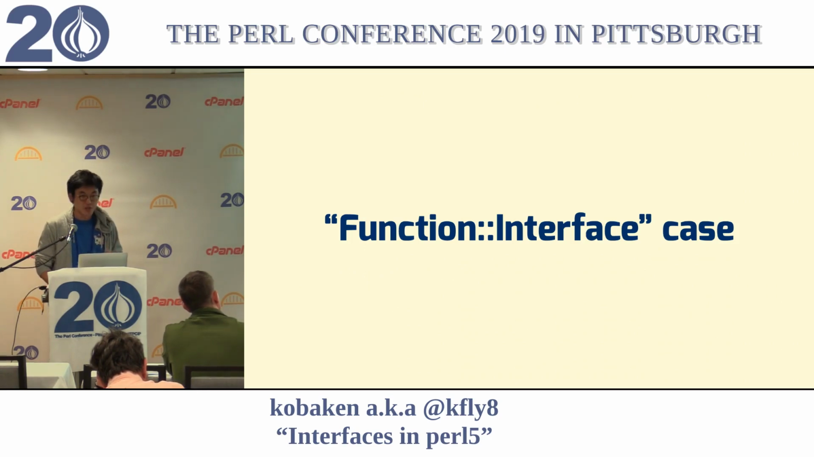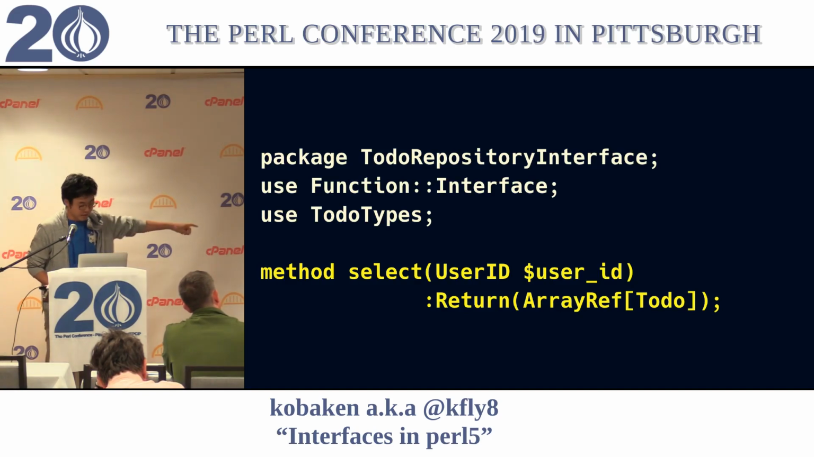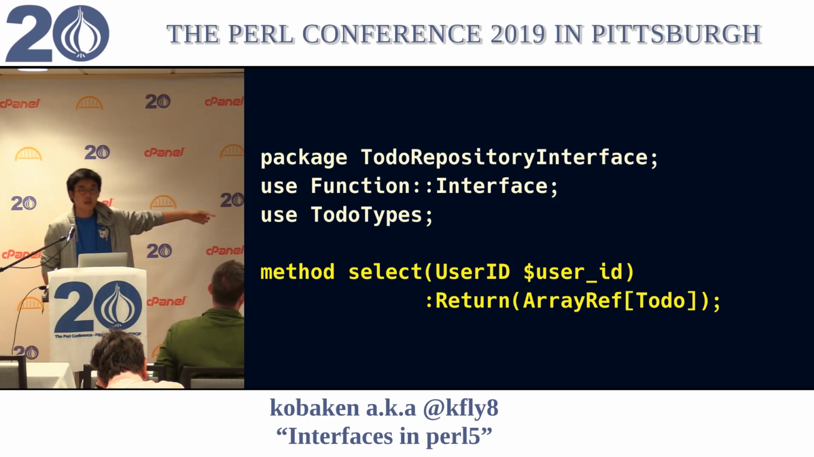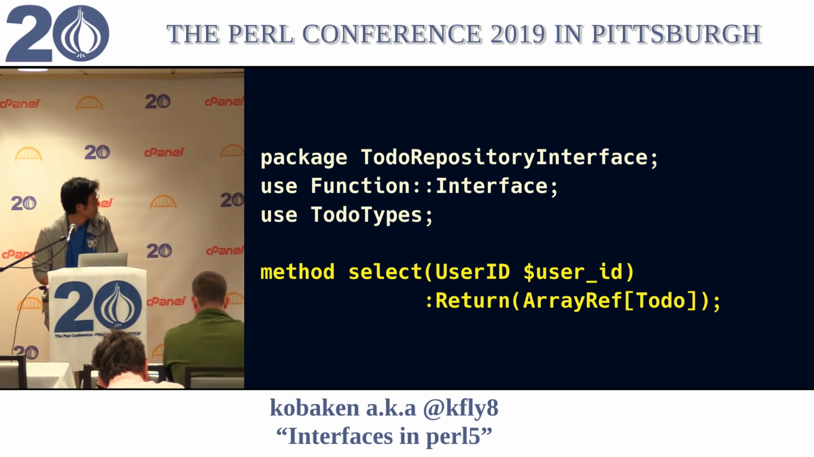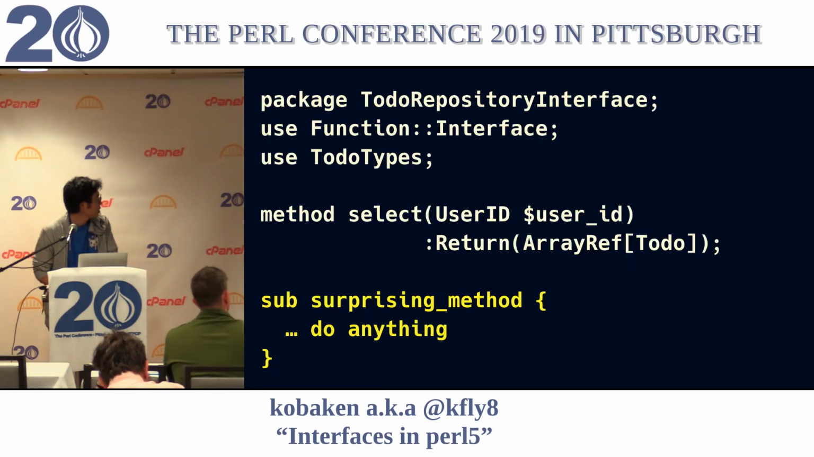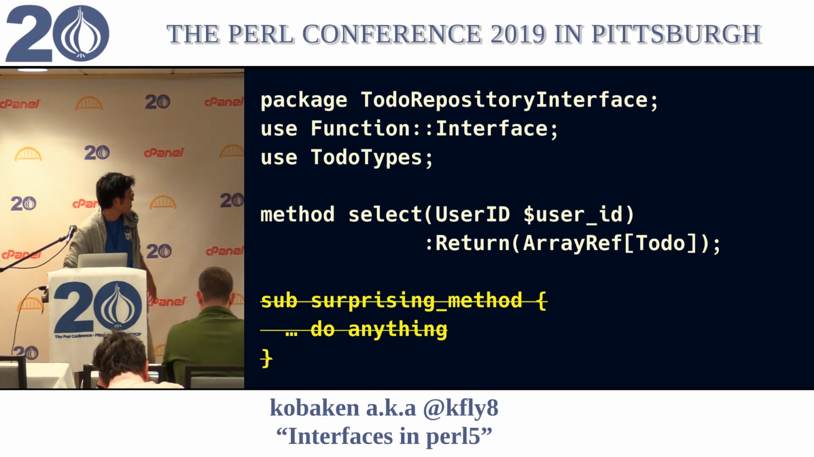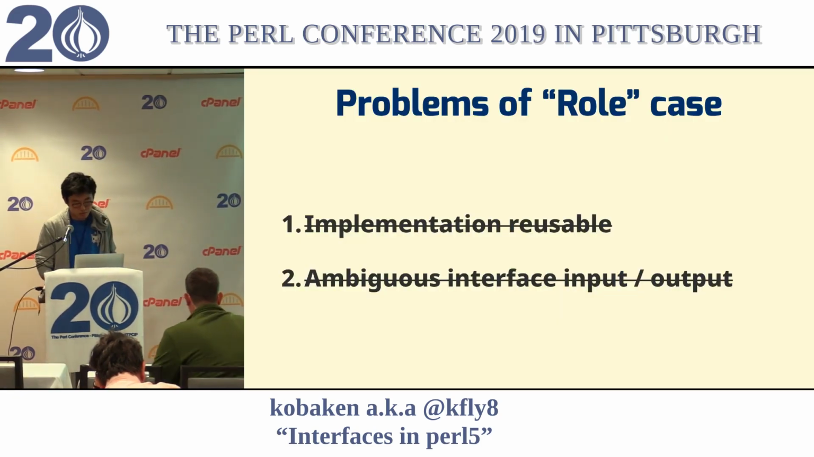Last case, function interface. First, define the interface, the select function, and declare the input and output. Unlike role, function interface does not reuse the implementation. We cannot reuse. So function interface solves the role problems.